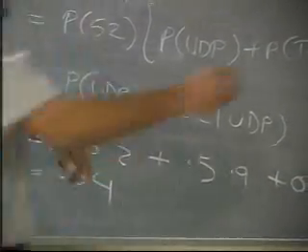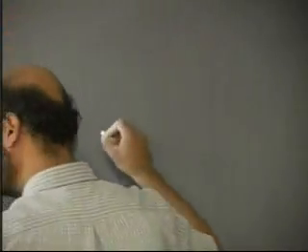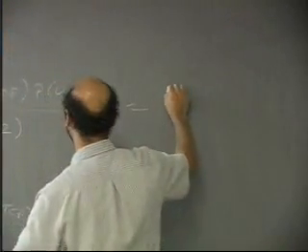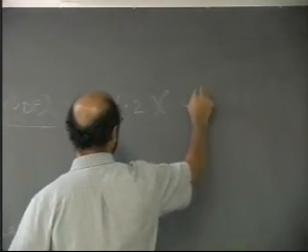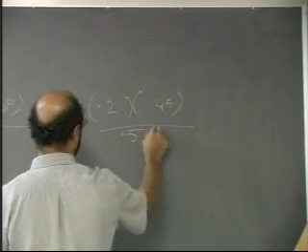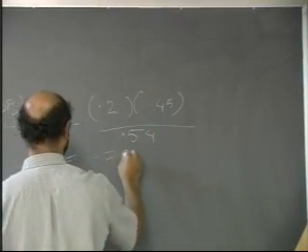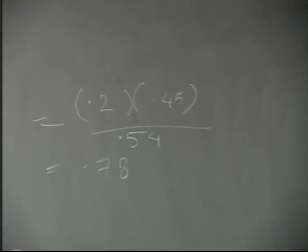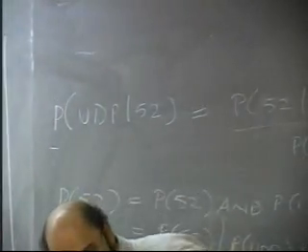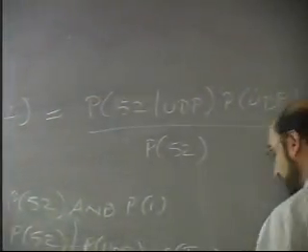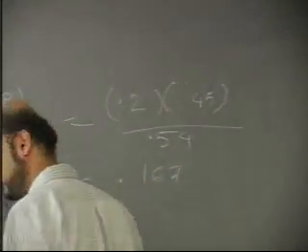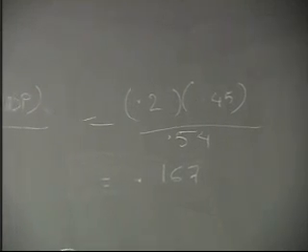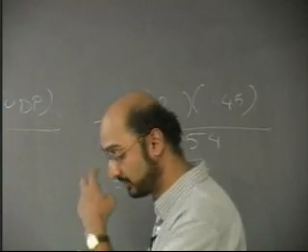And we can plug that into here. So what's P UDP given 52? Well, that one again is 0.2 times P UDP is 0.45 over 0.54. And this turns out to be 0.78, if I'm not mistaken. No, not that. UDP given 52. Nope. 0.167. I remember. Okay. All right. So sorry about that. I got a bit confused over here.